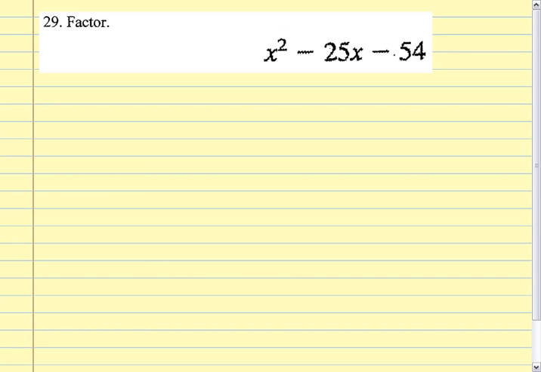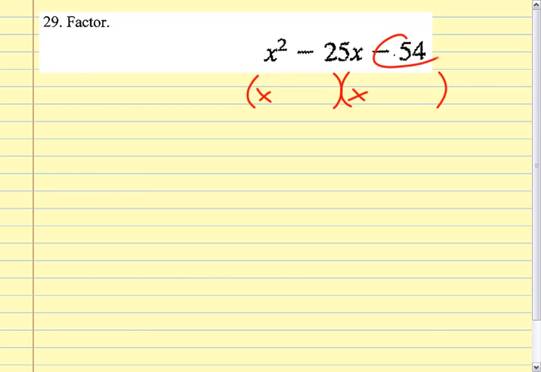It could be a perfect square binomial. So I have 3 questions to ask myself to find out if it's a perfect square. Is the first one a perfect square? Yes. Is the last one a perfect square? No. Okay, so it's not a perfect square. All right? Then the next thing I'm going to ask myself is there anything in front of the x squared?